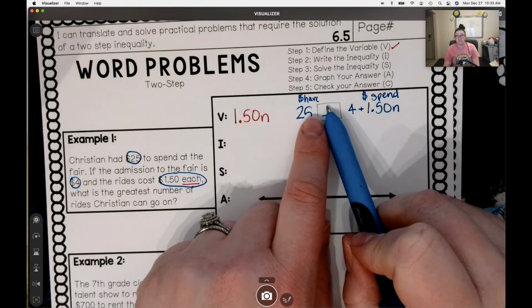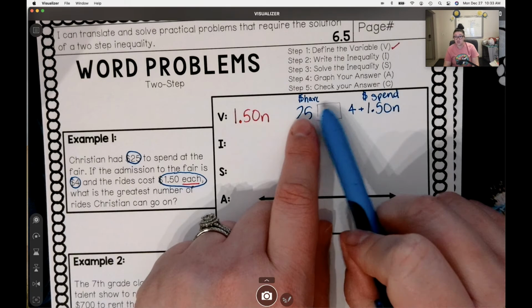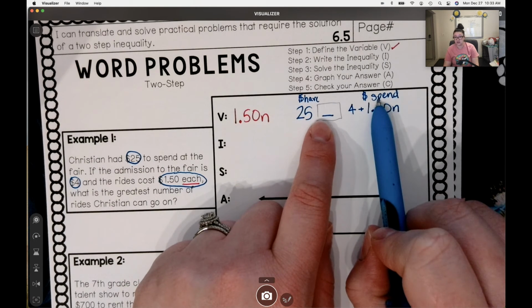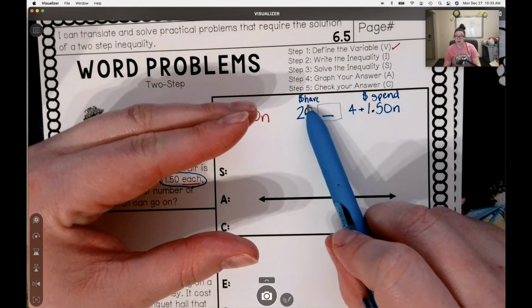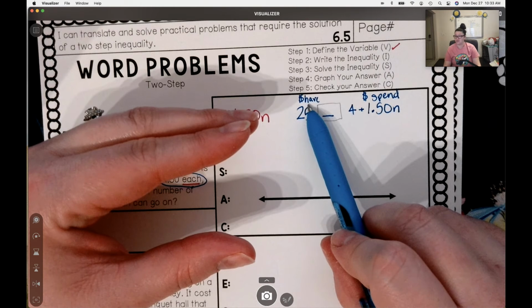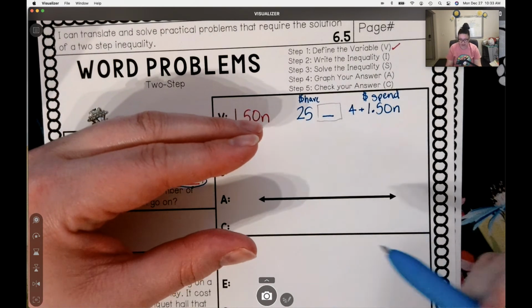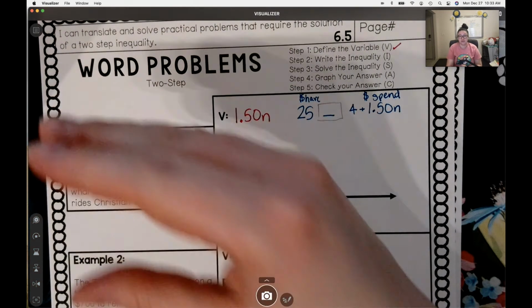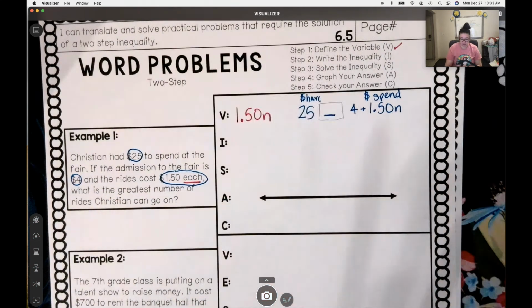Can I have more money than I spend? Yeah. Can I spend more money than I have? We can't spend more money than we have. We're not going to have any more money to pay for any rides. So it's okay if we have more money than we spend. So we're going to have a greater than sign.